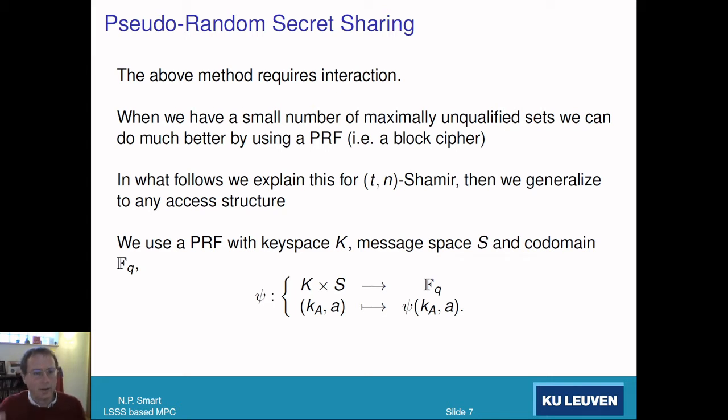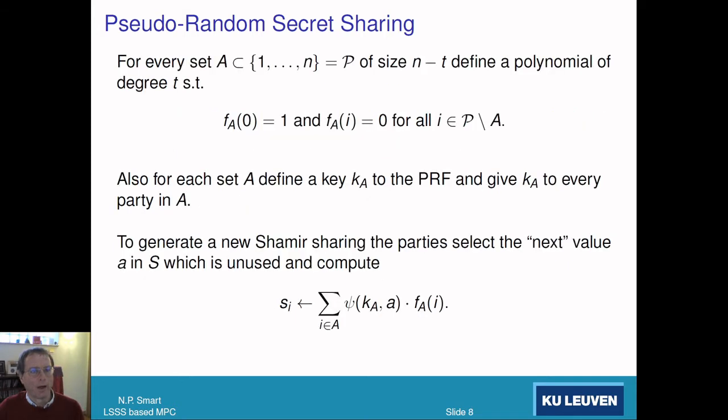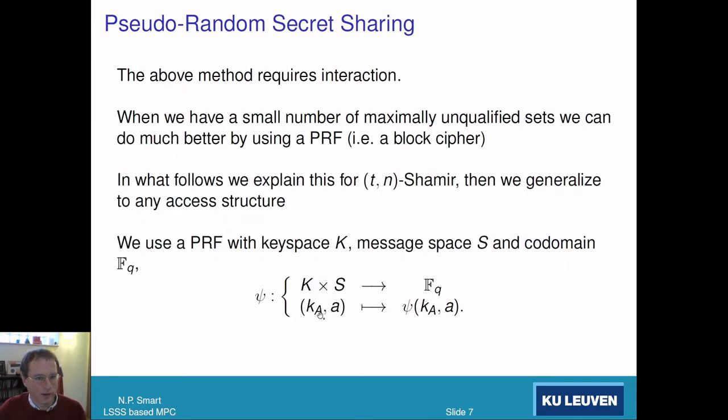So the way we do this is we're going to use a bunch of PRFs. They're going to take a key, which is going to depend on something, which we'll come on to later, some value A, and then produce an element in the finite field. And this is going to be a pseudo-random function. So just imagine this is instantiated with, like, an AES PRF or something. Okay, now where are these sets A coming from? These sets A which define these keys here.